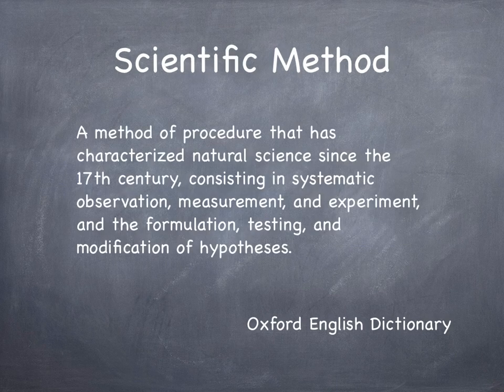To infer truth with a worthwhile study, the scientific method should be used. Although procedures vary from one field of inquiry to another, identifiable features distinguish scientific inquiry from other methods of obtaining knowledge. According to the Oxford English Dictionary, the scientific method is a method of procedure that has characterized natural science since the 17th century, consisting in systematic observation, measurement, and experiment, and the formulation, testing, and modification of hypotheses.